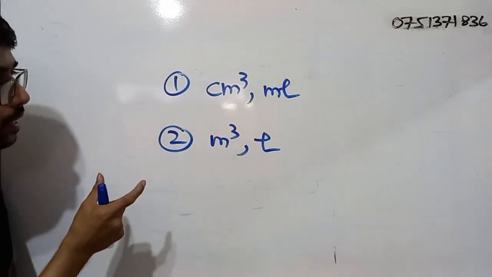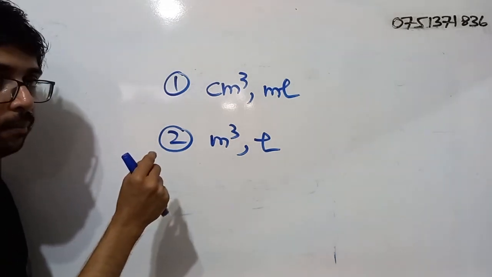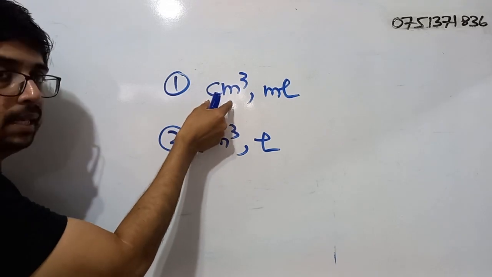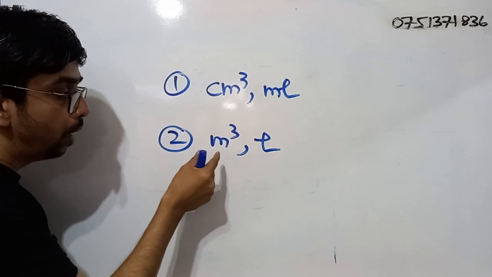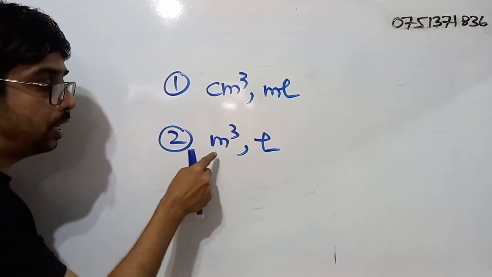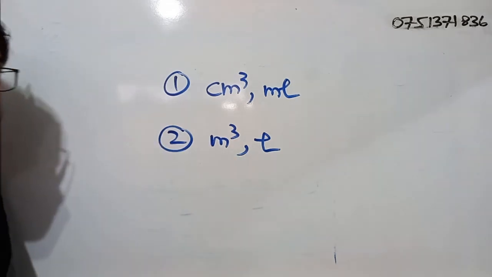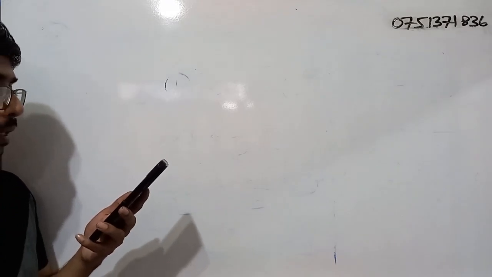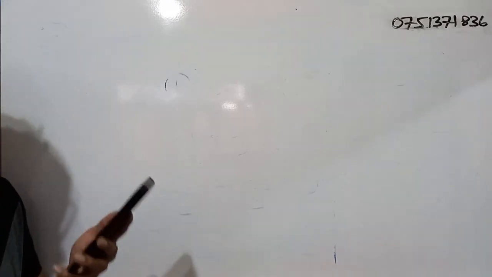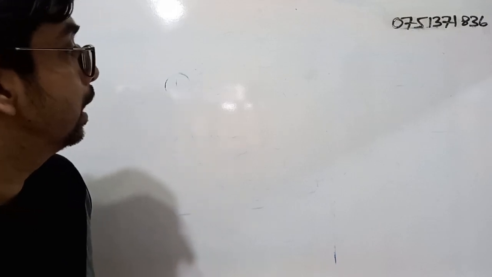What's the first thing? What is the relationship between cubic centimeters and milliliters? Then the other thing: what is the relationship between cubic meters and liters? Right, so we will go to page number 1. The relationship between a cubic centimeter and a milliliter.